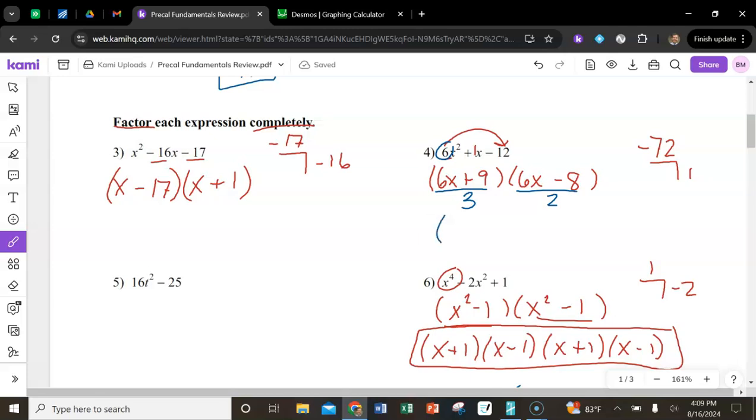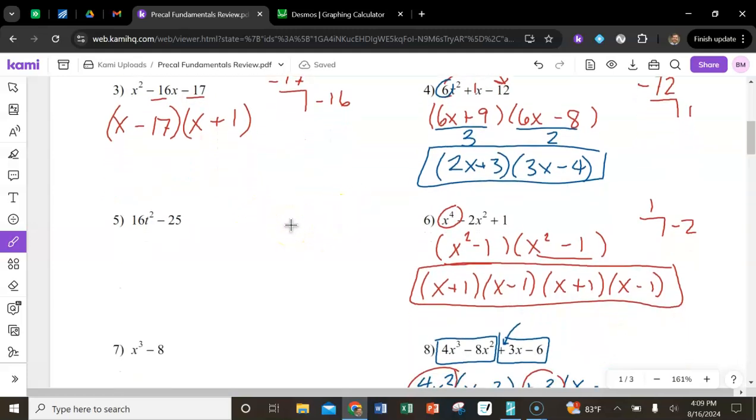So the first one I'm going to divide by 3. This is going to give me 2x plus 3. And the second one I'm going to divide by 2, which is going to give me 3x minus 4. And that is my factorization of that. So that pretty much covers 3 terms. Again, it's just kind of like your normal type of factoring that you're used to.